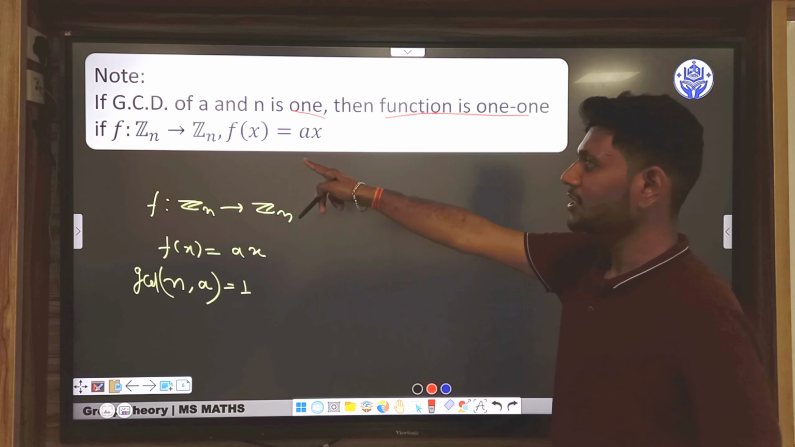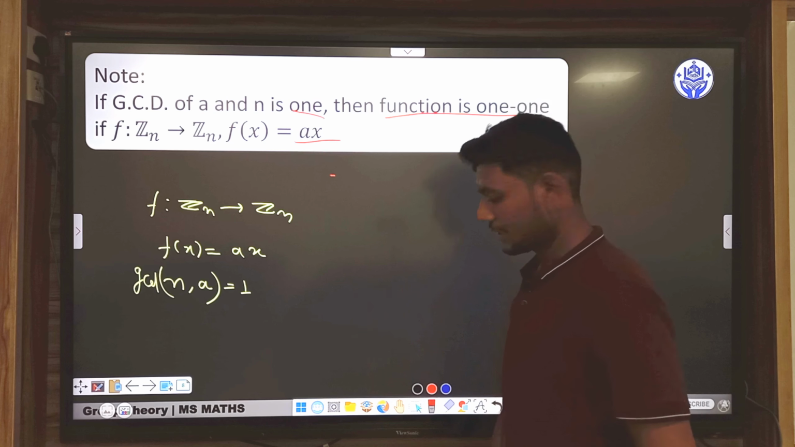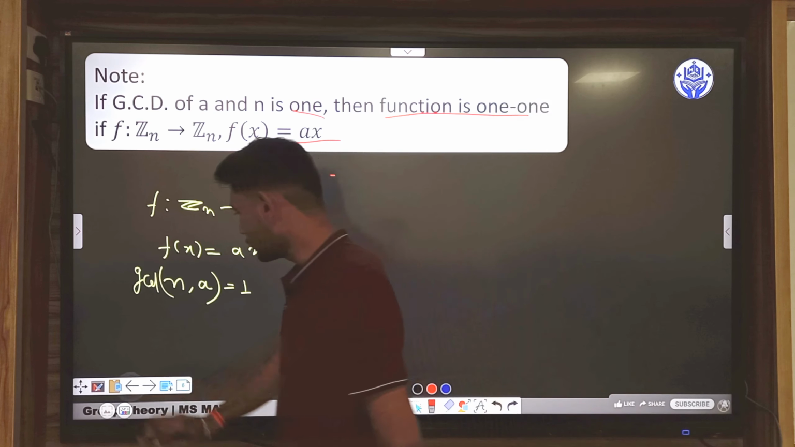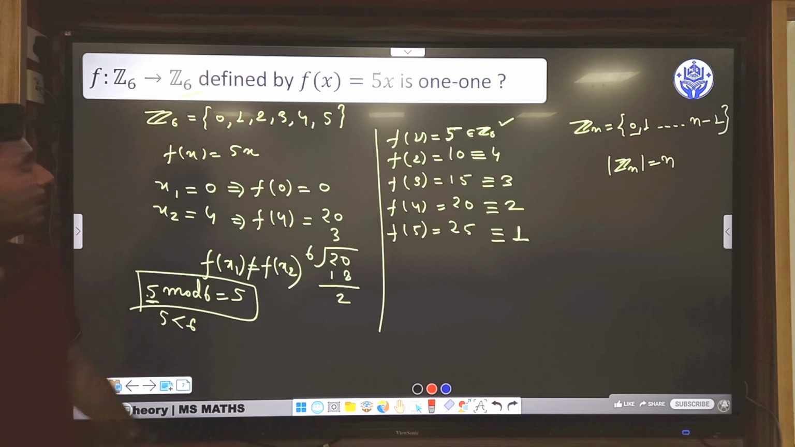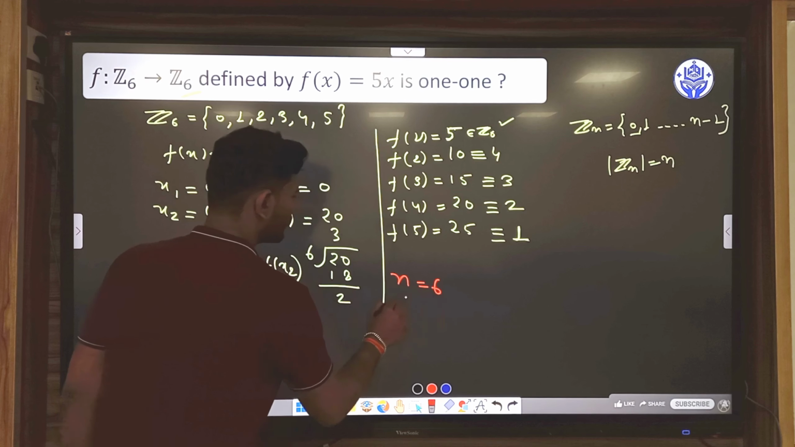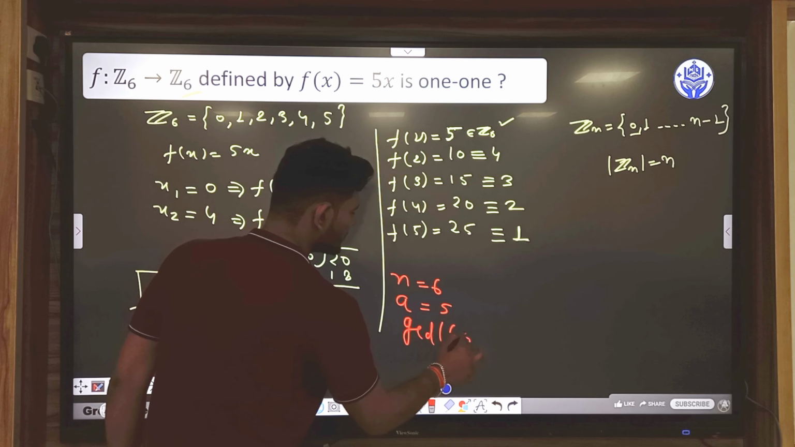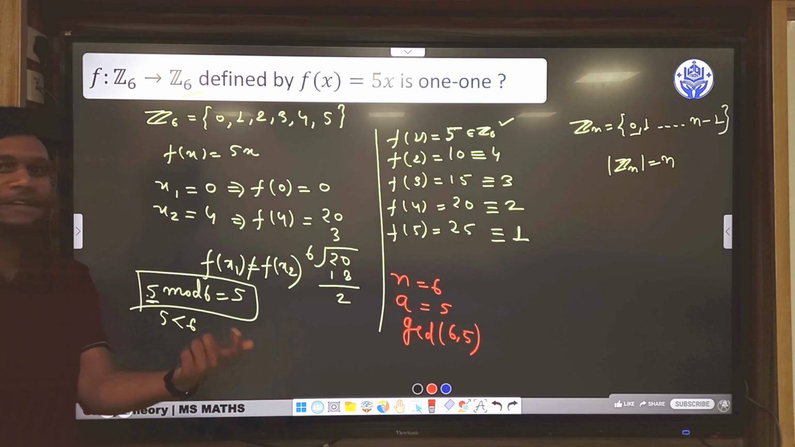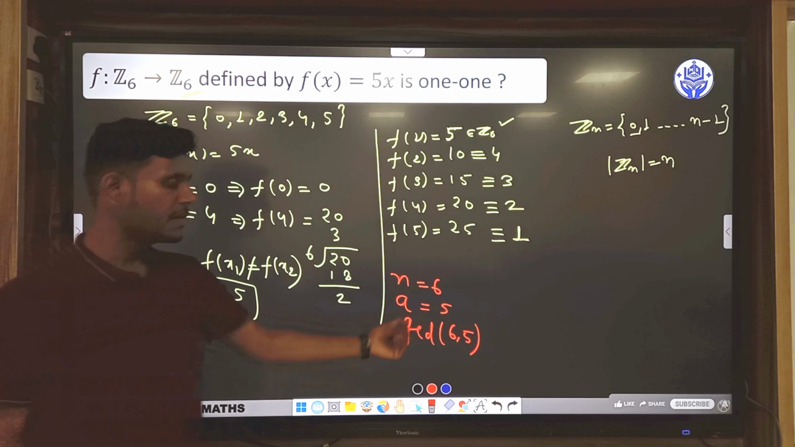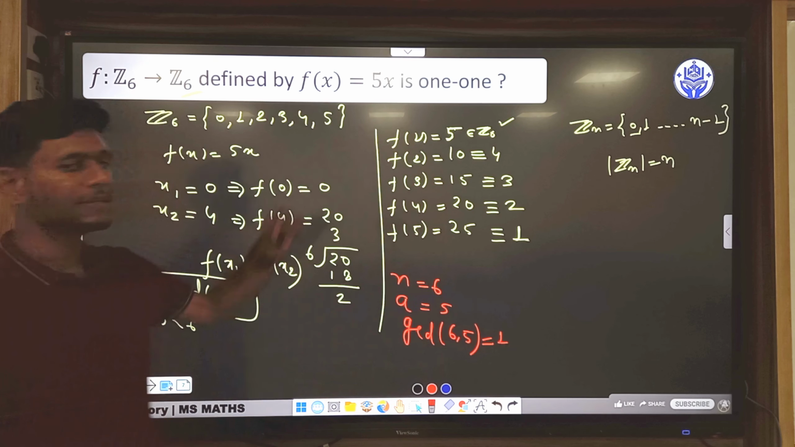If my function is defined from Zn to Zn and the function is ax. Now just come back to the example. What is my n here? n is equal to 6 here, and what is my a? It is 5. So what is the GCD of 6 and 5? GCD means greatest common divisor. What is the greatest common divisor in this? Only 1. If it is 1, then it is a one-one function.